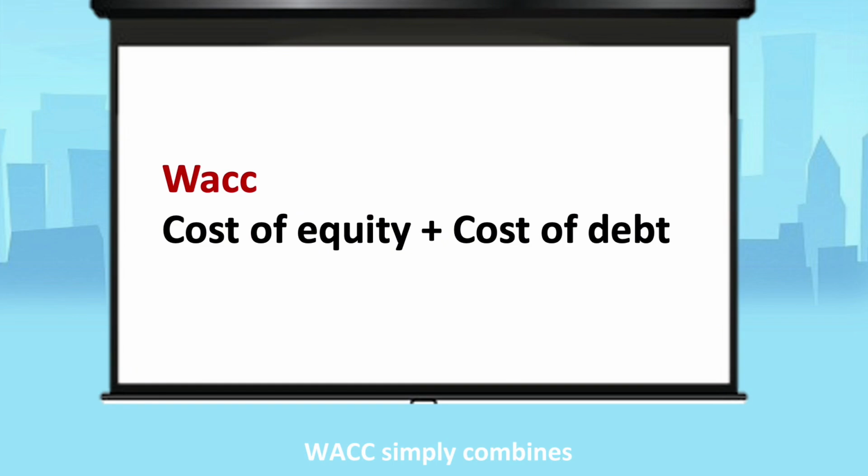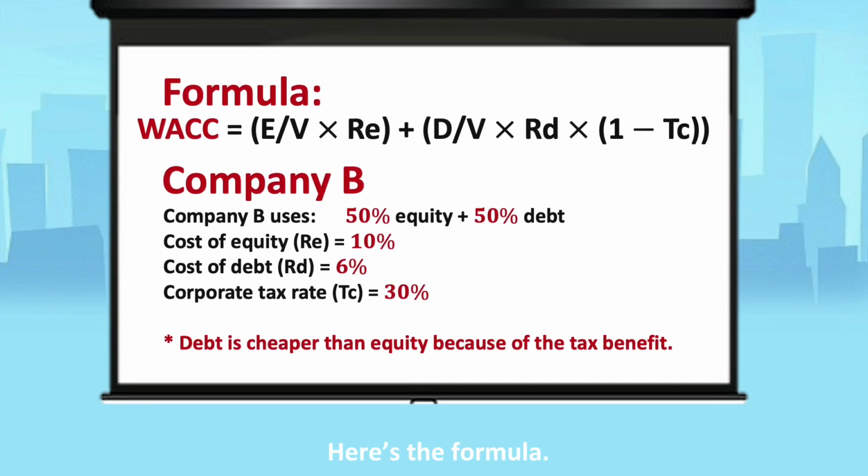WACC simply combines the cost of equity and the cost of debt based on how much the company uses each. Here is the formula. WACC equals E/V multiplied by Re plus D/V multiplied by Rd multiplied by 1 minus tax.